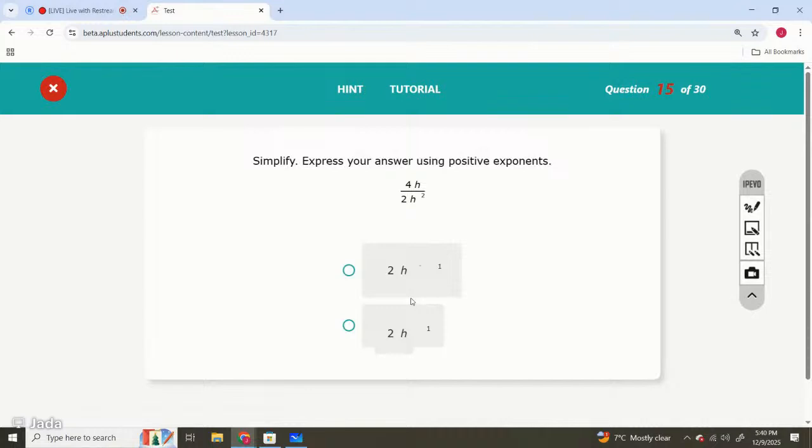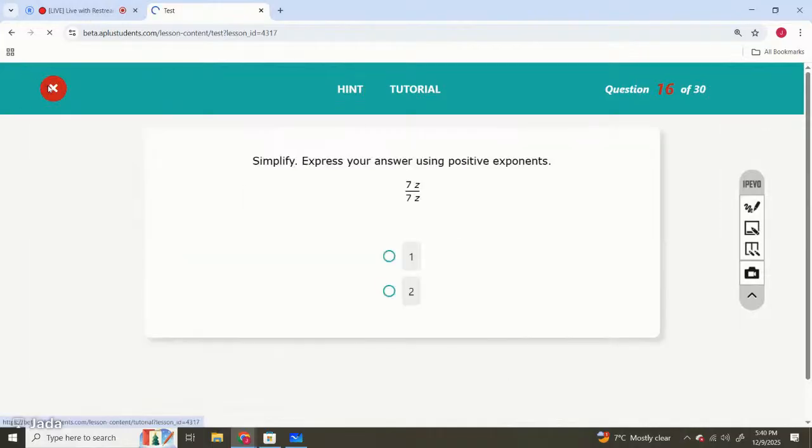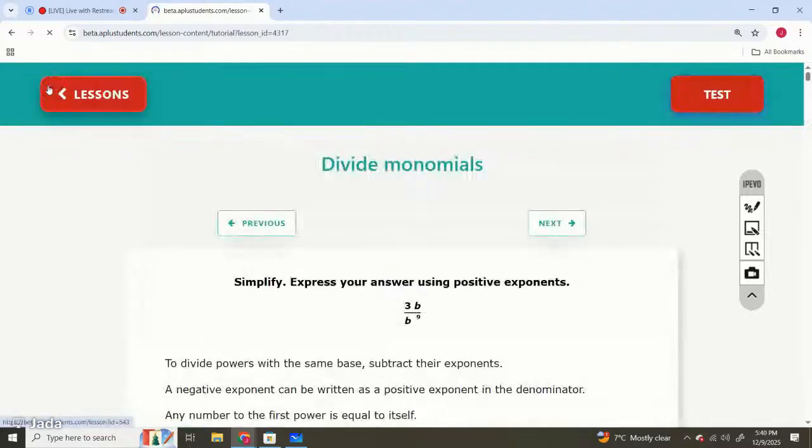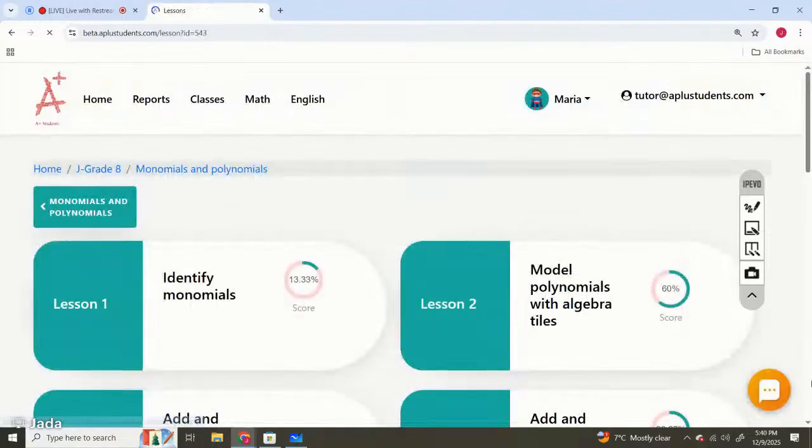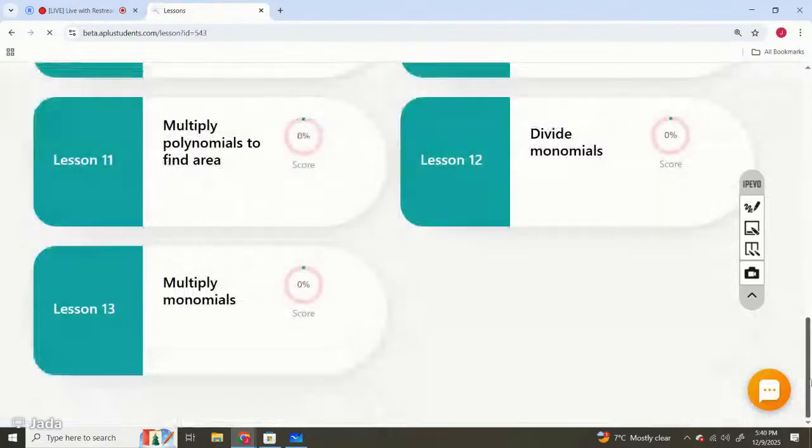That is 2h exponent negative 1. Option number 1 is the correct option. Okay, you can complete the lesson by yourself later today. So we were working on grade 8 math. The chapter we were working on is monomials and polynomials. The lessons we have covered: multiply polynomials to find area, and divide monomials. Please make sure that before the next session you complete all the practice questions for the lessons we just did. That is your homework until the next session.